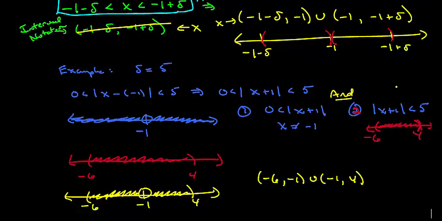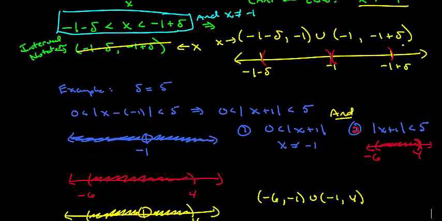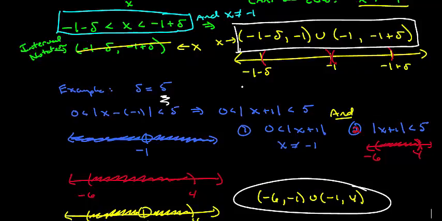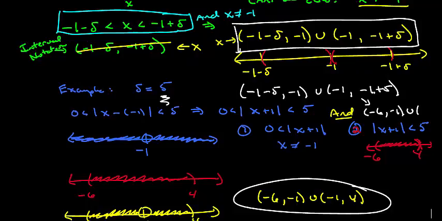Now let's check if our answer from above works with that delta value. Remember, this was our answer. If we plug in a delta value of 5, do we get this same thing down here? Let's check. If I plug in 5, that'll be -1 minus 5, comma -1, union -1, comma -1 plus 5. If we simplify, this guy right here is -6, and this guy right here is 4.